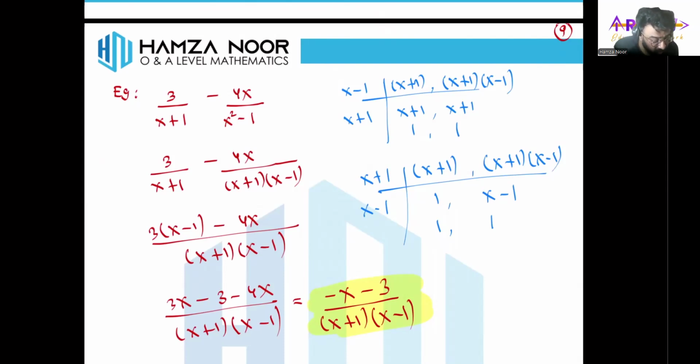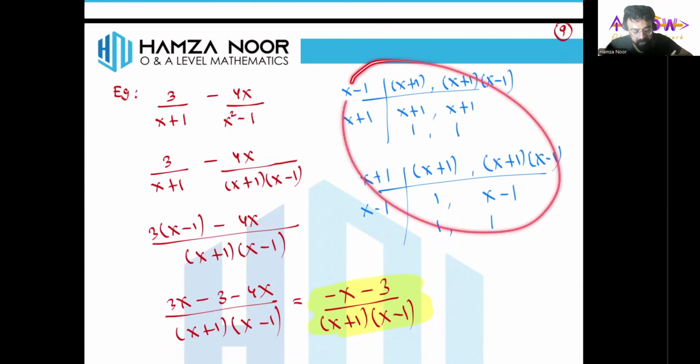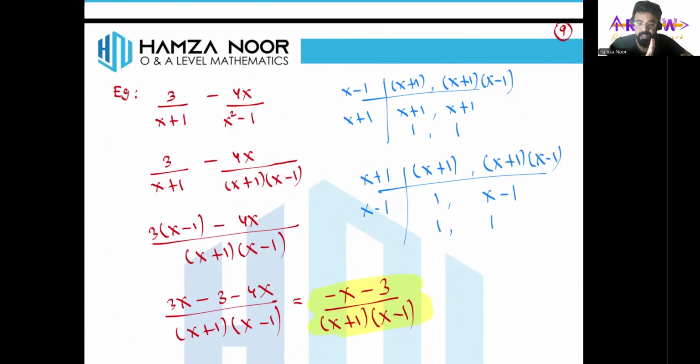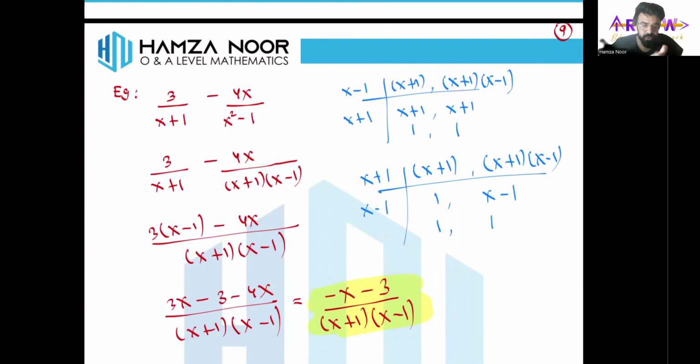So 3 upon x plus 1 minus 4x upon x square minus 1. In place of this x square minus 1, I'm going to write the factorized form, which is x plus 1 multiplied by x minus 1. Right now, just focus on this much working. Then I'm going to explain the way of showing the LCM, which is not a compulsion to do so.